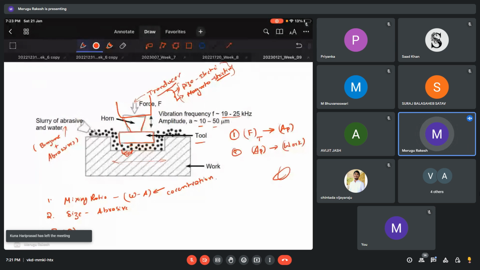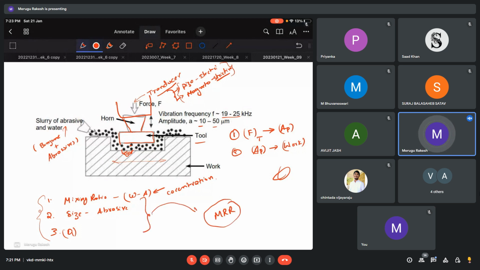Now I have mentioned some of the parameters. The main aim of everything is MRR, material removal rate. All these parameters will affect this MRR, so we have to remember how they affect it. There might be a question with respect to MRR: if you change the mixing ratio, what happens to MRR? How does the graph look if I change the amplitude, or the concentration? We should know how this behaves. I will be discussing that later.